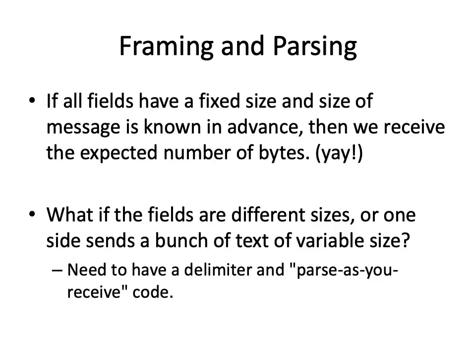Not all fields will have the size of the message known in advance, but if all fields have a fixed size and the size of the message is known in advance, then we receive the expected number of bytes, which is great. But if that's not the case, then we need to have a delimiter and parse as you receive. So for instance, you might say, okay, the first field is going to be a string, and then have a comma, and then another string, and then a comma, and then another string, and that will all fit inside one big message. So that's something that you might need to think about too.